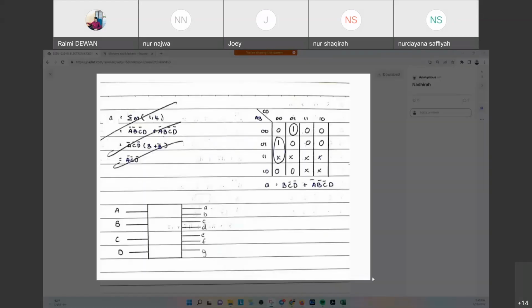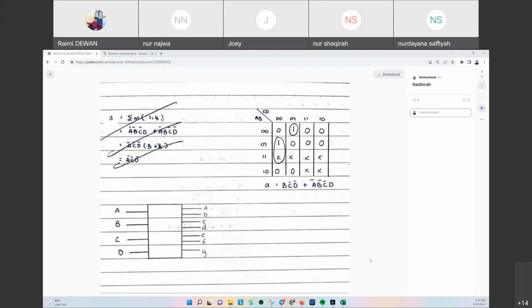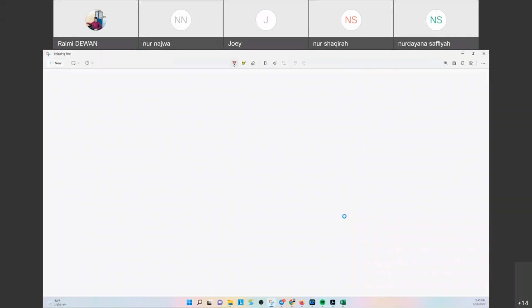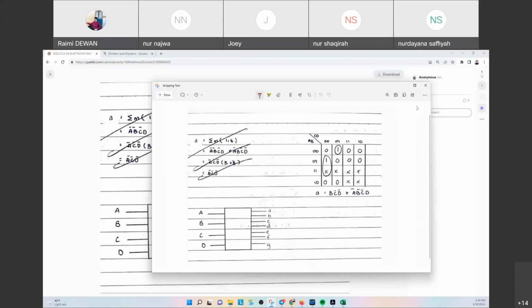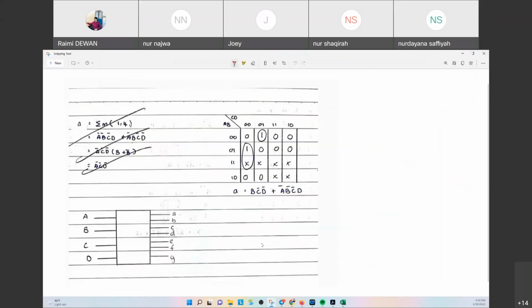Okay, Nadira, regardless, first you can look at this one. You see the command is actually B and also CD. Look at this one. What she missed is that she didn't do the diagram.